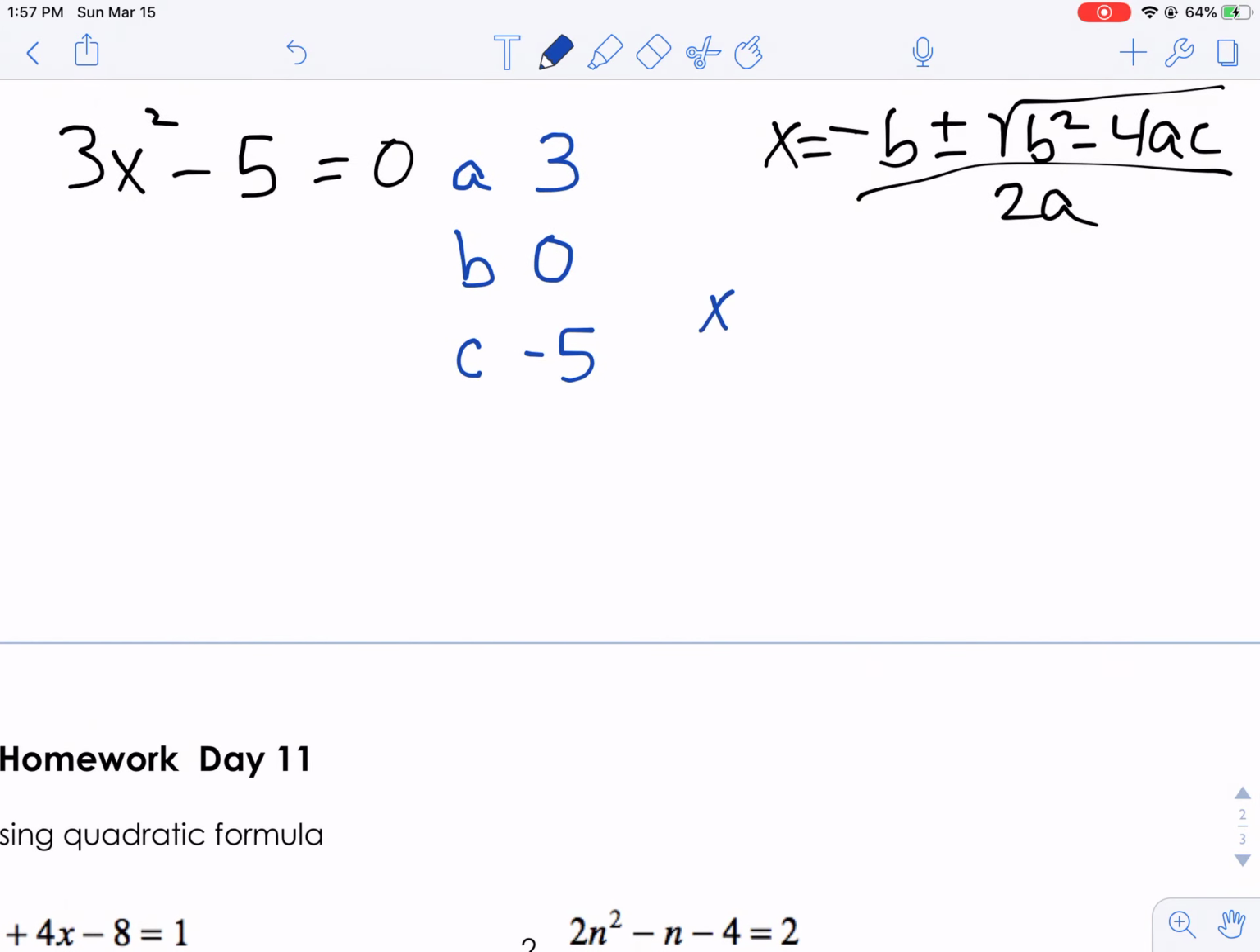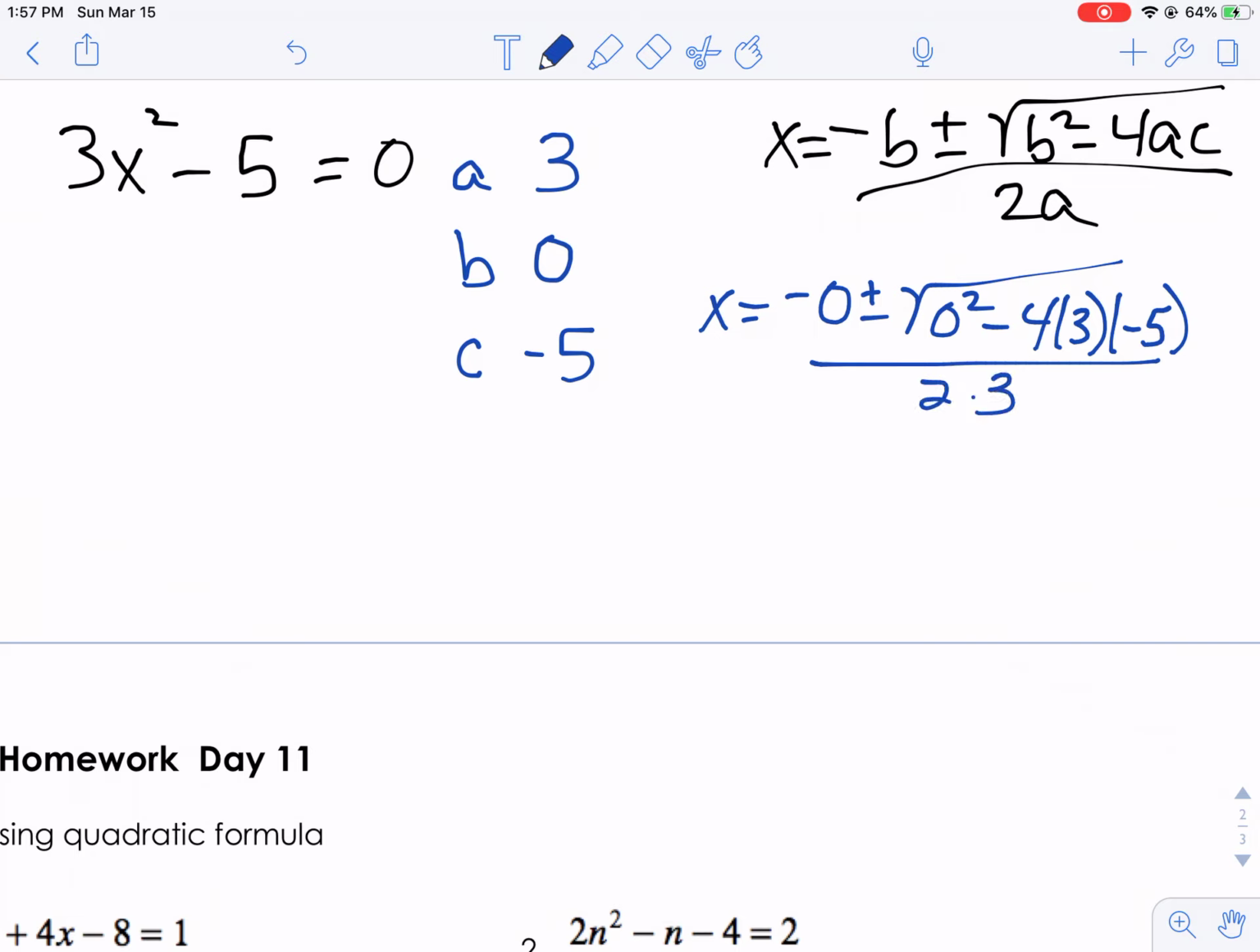So now if we fill it in, x equals negative, b is 0, plus or minus 0 squared, minus 4 times a, which is 3, times c, which is -5, all over 2 times 3. So x equals, a -0 is still just plain old 0, plus or minus. If you type that into your calculator, you're going to end up with a positive 60, all over 6. Well, square root of 60 comes out yucky, so we need to go and simplify it.